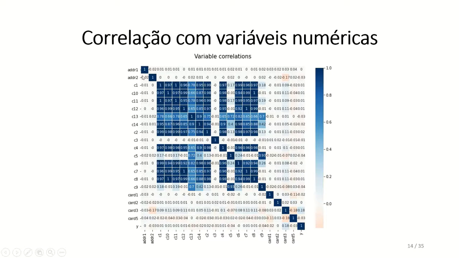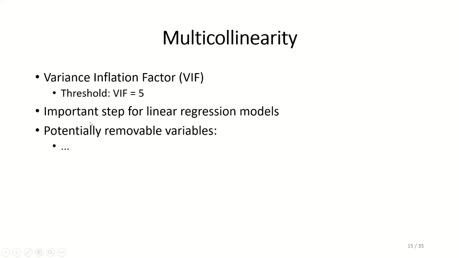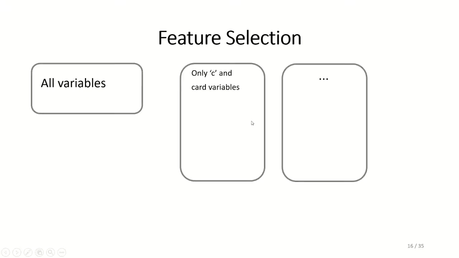And here are some correlations. It's not clear for now, there is no clear correlation here. Remember that here it's a linear relationship, except for card 3. And well, here are just some multicollinearity issues.